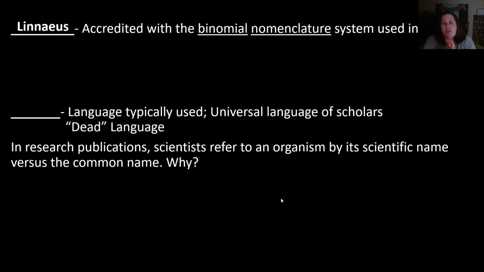Now, who's accredited for doing this? Who is the scientist who gets to stake claim on this idea of taxonomy? Well, this guy was Carlos Linnaeus. He was accredited for this binomial nomenclature. Now, let's break that down. Binomial means two name system. So bi is two, nomial means name. Okay, so this is a two name system that he came up with here.